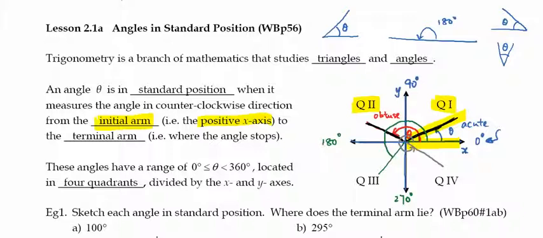Okay? Questions? If it's called acute in quadrant 1 and obtuse in quadrant 2, what's it called in 3 and 4? Reflex. If your angle goes beyond 180 degrees, those angles are called reflex angles.